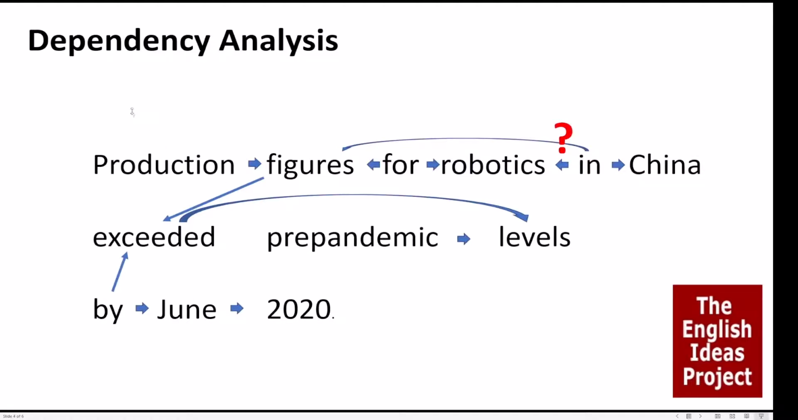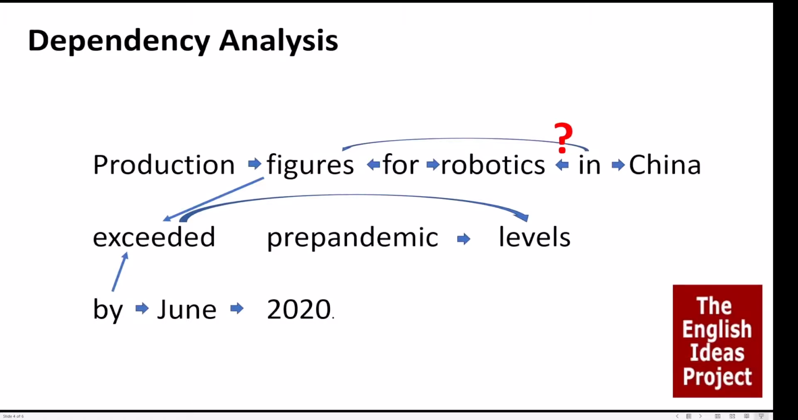The dependency analysis focuses on these kinds of questions. Production is related to figures. For robotics is about figures as well, so the arrow has been reversed to run from for to figures. And then we have a question about in China. Is it related to robotics, or is it related to figures, or is it actually both?